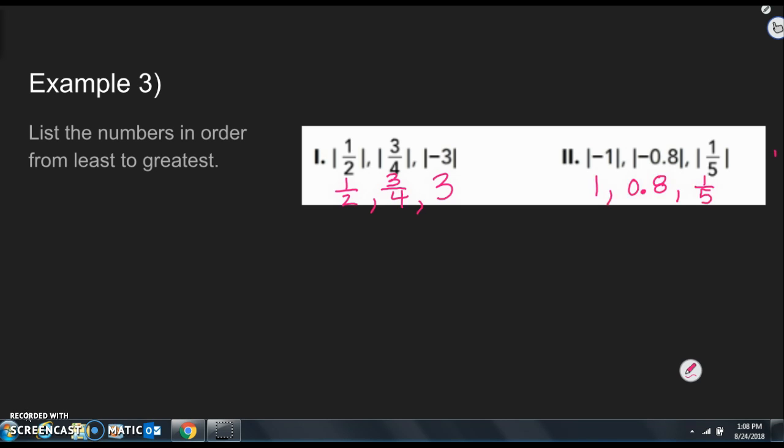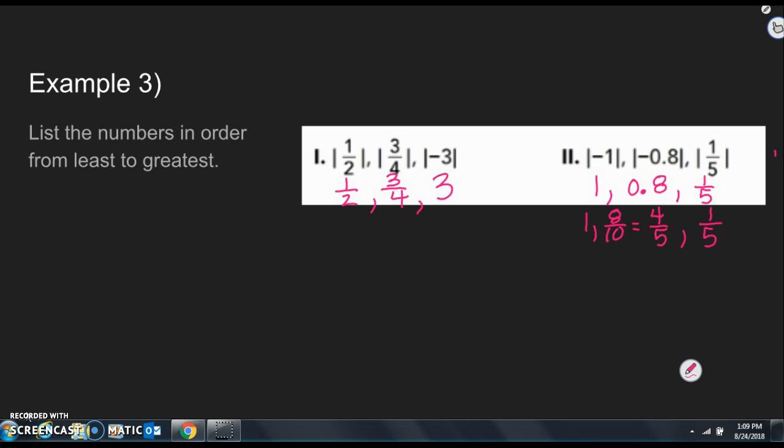The first step is to write the absolute value. The absolute value of negative 1 is 1. The absolute value of negative 8/10 is 8/10. And the absolute value of 1/5 is 1/5. We do need to rewrite 8/10 as a fraction in order to compare. 8/10 simplifies to 4/5. And then we have 1/5 as our final number.